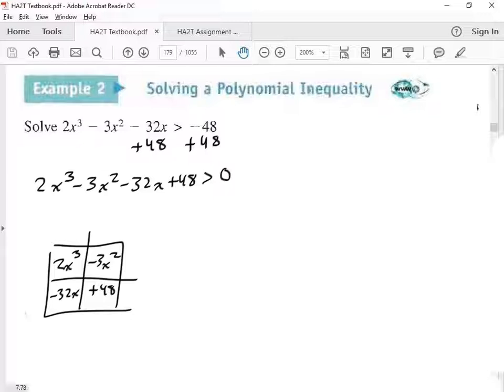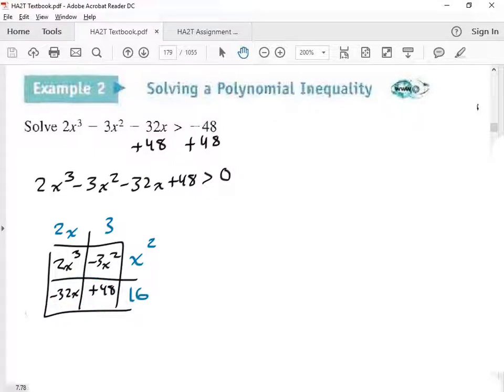Then you look at each of these columns and each of these rows, and you look at what you can divide each of those terms by. For this one right here, I can definitely divide them both by 2x. This one right here, I can divide them both by 3. That's right? Yes, that's right. This one right here, I can divide them both by x squared. And this one right here, I can divide those both by 16.